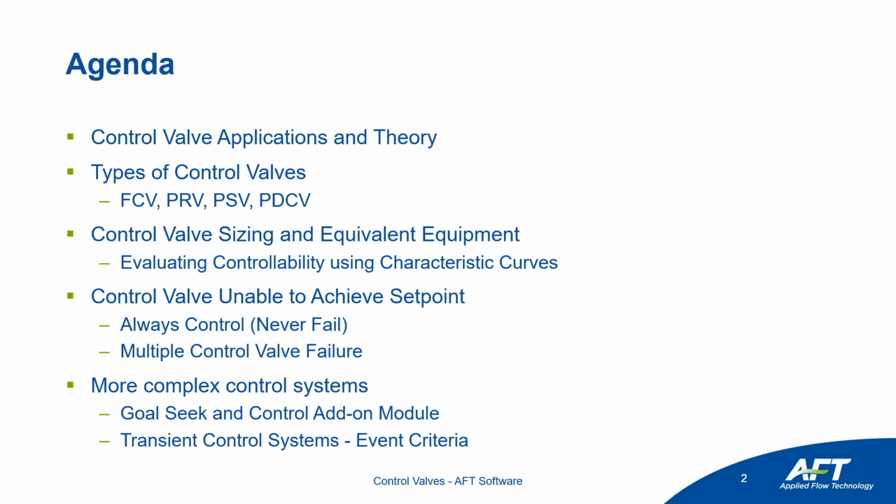maybe fixed elements instead. And if we are sizing an actual control valve, how can we evaluate the controllability or the control range using characteristic curves, which are the relationship between CV and open percent that we'll take a look at. In some cases, control valves may be unable to achieve their set point. For example, a flow control valve that cannot reduce flow to its set point. So we'll look at a few features with that.